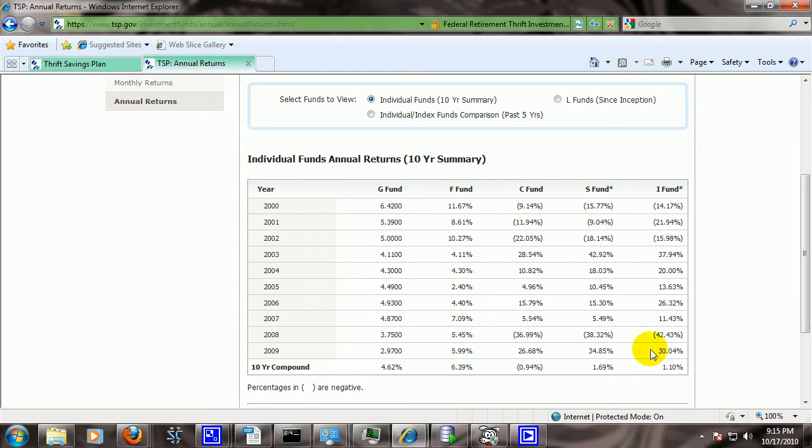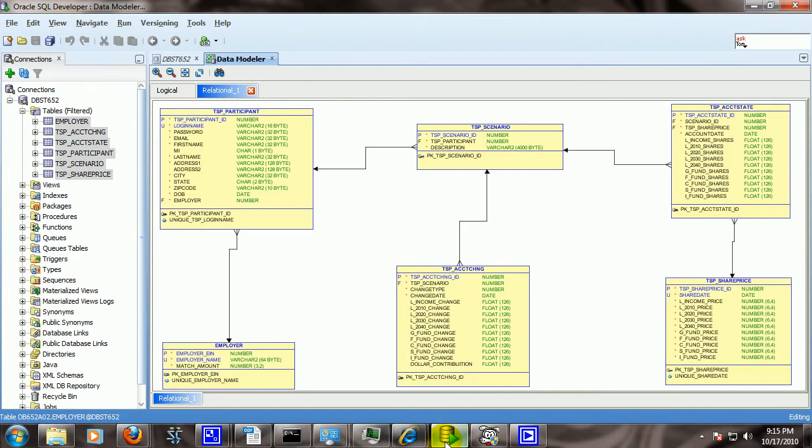Now here's the tables that we've constructed so far. We have a basic TSP participant table right here. This is essentially all the logon information and their name and basic info. Each participant is linked to one employer. We were able to ingest all of the market share price data from 2004 up to September 14th, 2010.